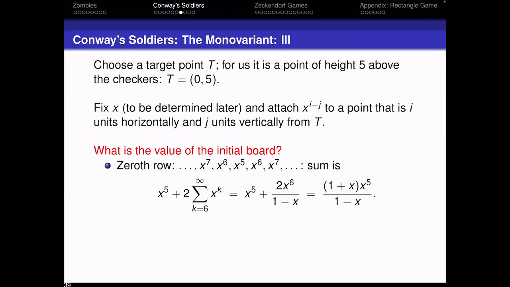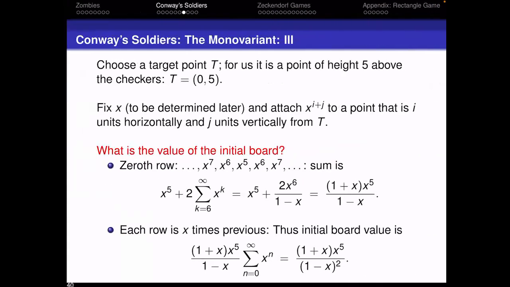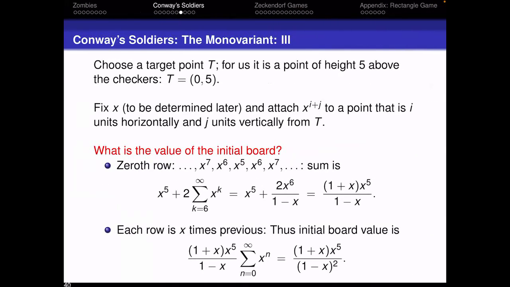Each row is x times the row above. So if I want to sum all the other rows, I'm now going to have my value of the 0th row times x to the n, where n goes from 0 to infinity. Oh, that's another geometric series. It just gives me another 1 minus x. So I get 1 plus x, x to the 5th over 1 minus x squared. So that's going to be the initial value of the board.